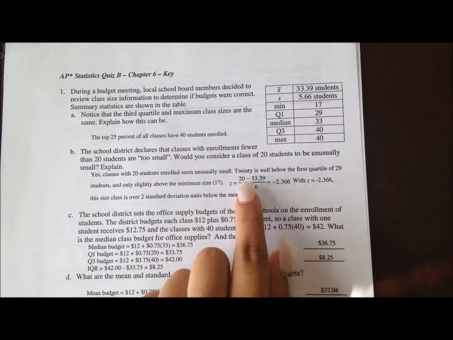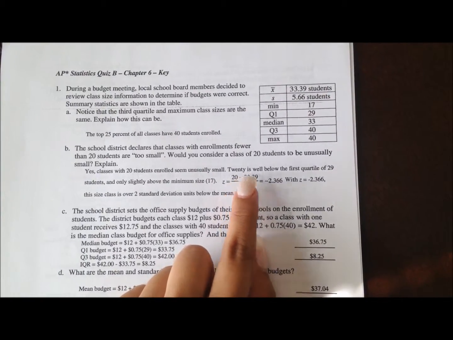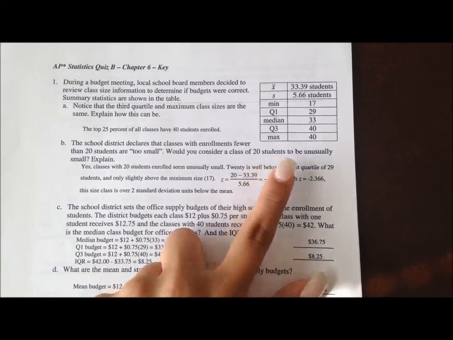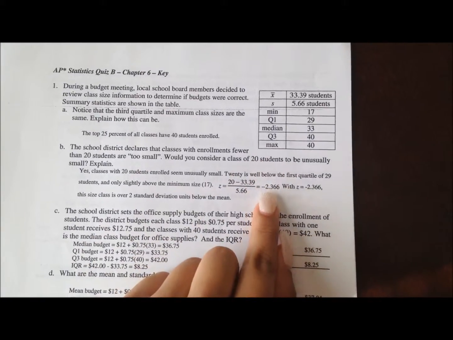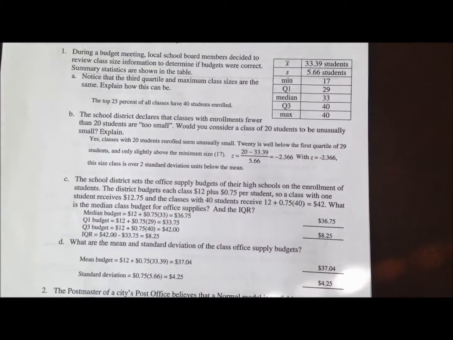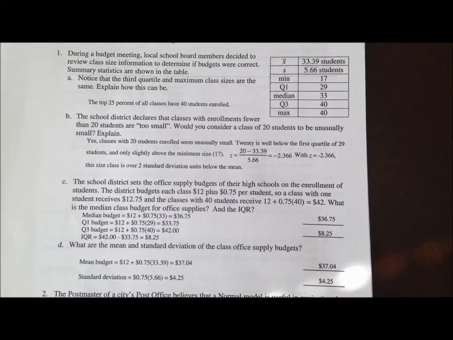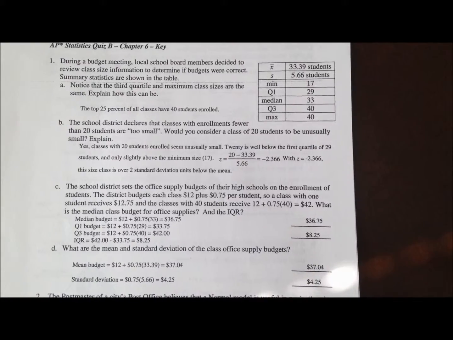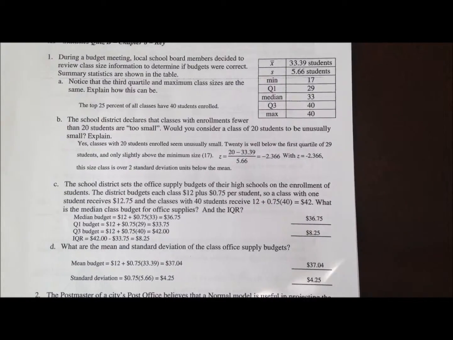So right here, you're actually finding the z-score to find how many standard deviations away it is. So you're taking the number you're looking at, the number of students right here, which is the x-bar, and you're dividing that by the standard deviation, which is 5.66, and you get that it is negative 2.366. Now that gives you the z-score. So what that is saying is that this class size is over 2 standard deviations below the mean. Now, as you guys remember, standard deviations explain how far away it is from the mean, and the bigger the number is, meaning the farther away it is from the mean, that is how it's considered to be more unusual.